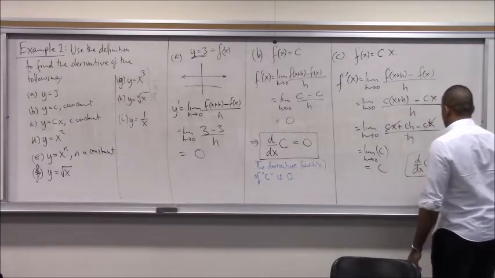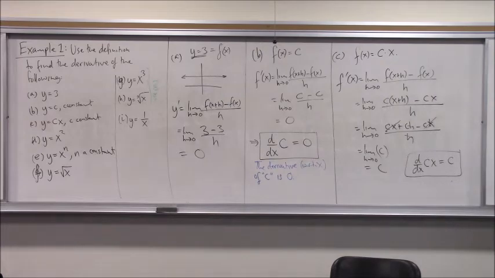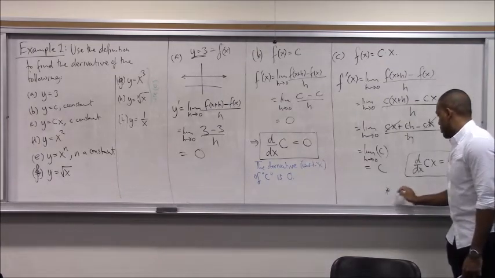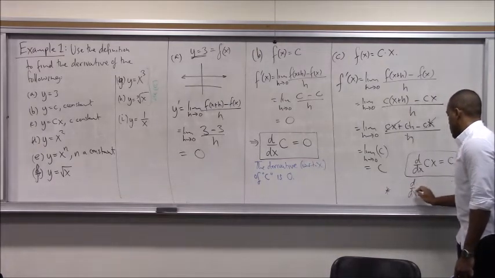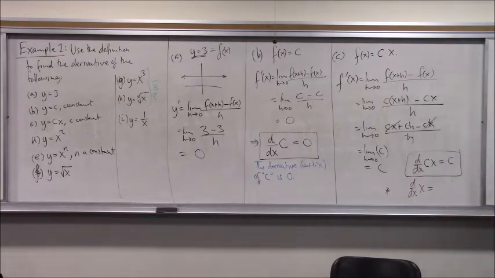In particular, the derivative of the function x is c. Just x. Apply the rule: the derivative of a constant times x is just the constant, so it's c. So the derivative of x would be 1, because there's a 1 in front of it.